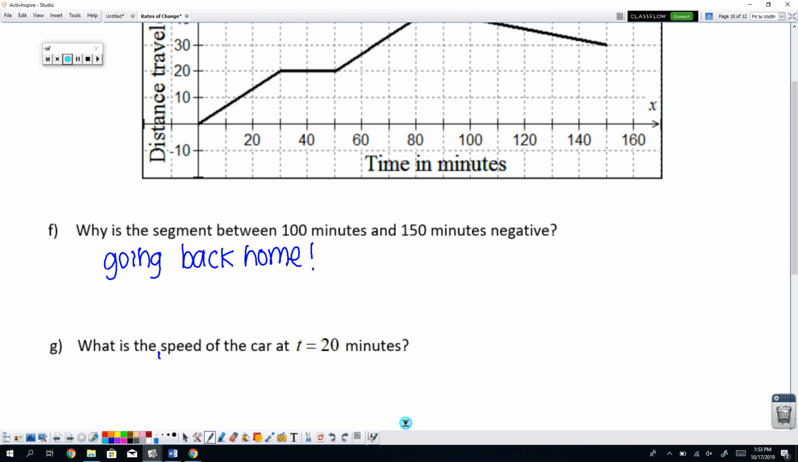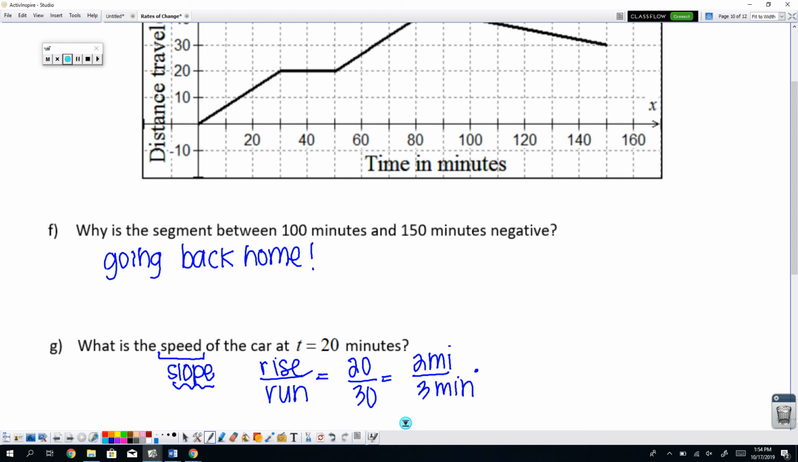So remember, speed is really just talking about our slope. So what is the slope at 20 minutes? I would count mine as rise over run. So it's up 20, and over 30. So we have 2 miles per 3 minutes.